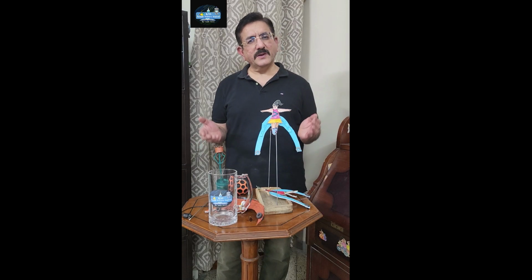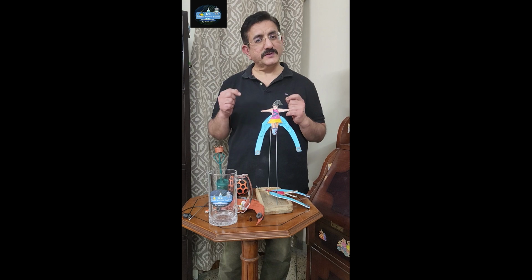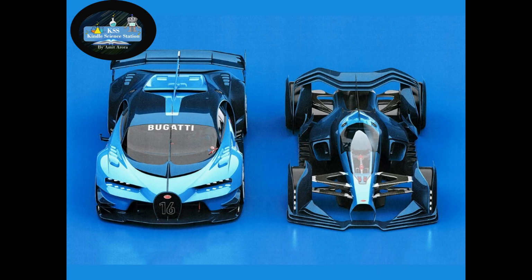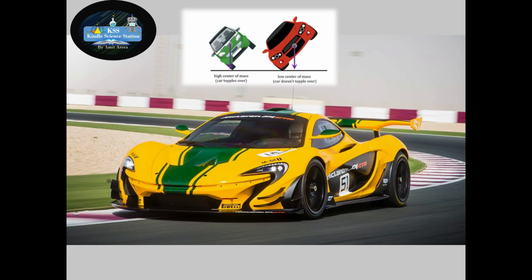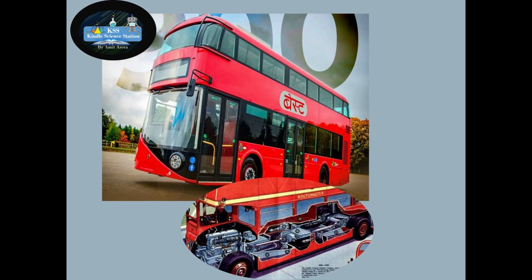Let us now see some real life examples where we use center of mass. Racing cars are designed to have a broad base and low height, hence lowering the center of mass so that the car does not topple over while taking sharp turns at high speeds. Double-decker buses are specially designed. The engine, chassis and the running gear are all low down, and the top half of the bus is mainly empty space. The center of mass is remarkably low down. This stops the bus from tipping over.